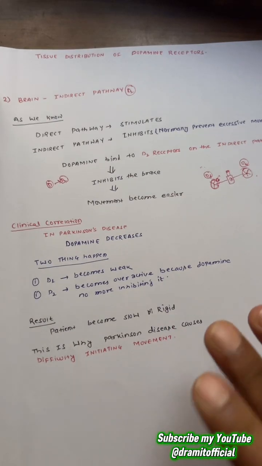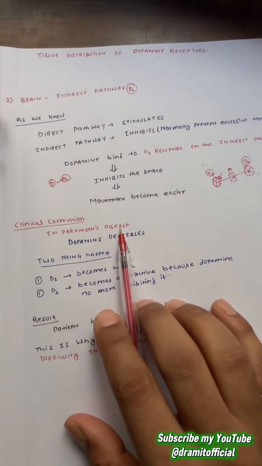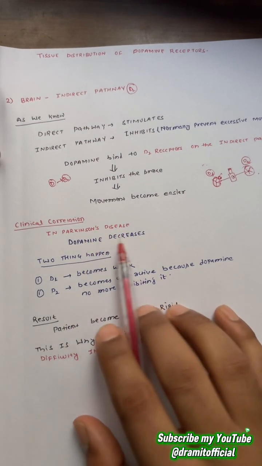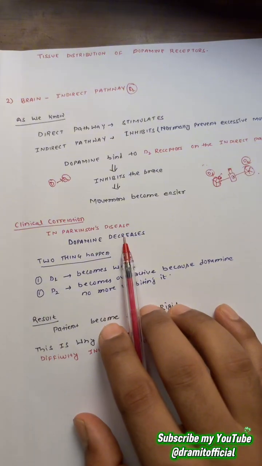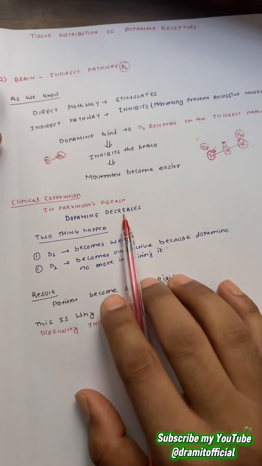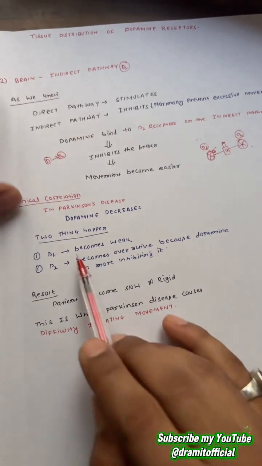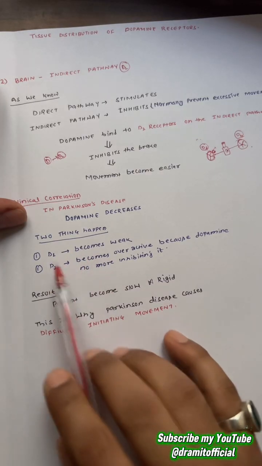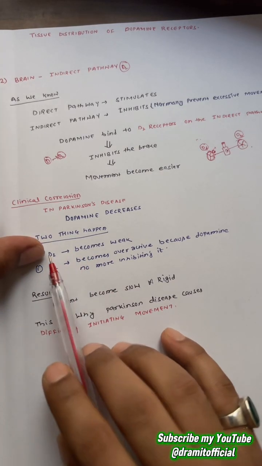So let's understand this clinically. We all know there is a disease called Parkinson disease. In Parkinson disease there is a decrease in dopamine. So when there is a decrease in dopamine, two things will happen. We all know there are D1 and D2 receptors. The D1 receptor will accelerate the movement.